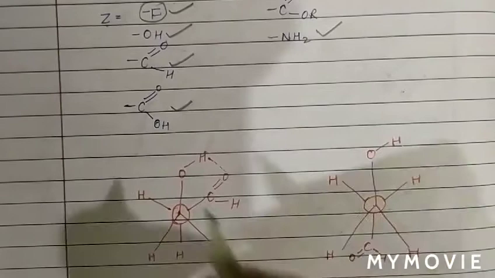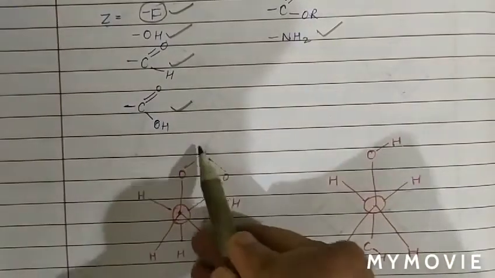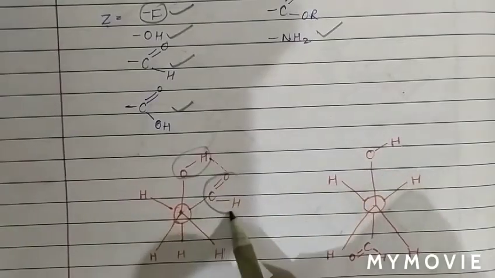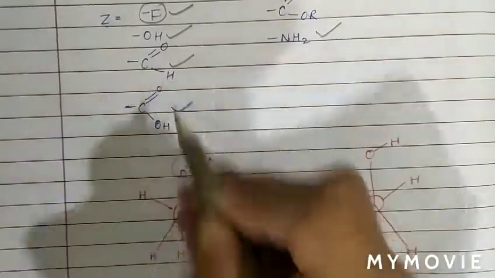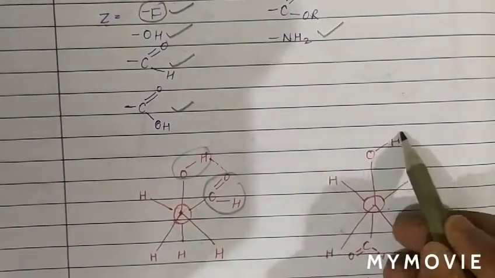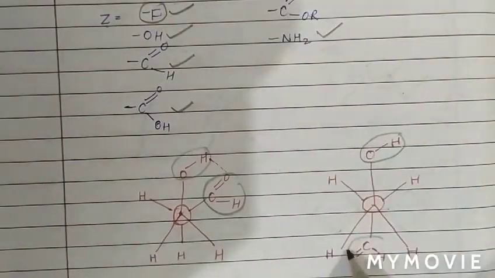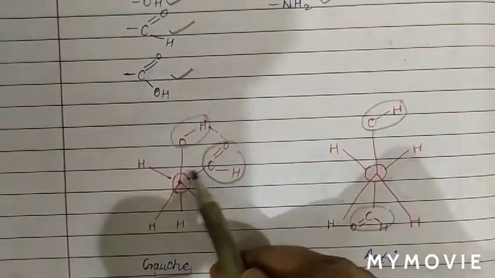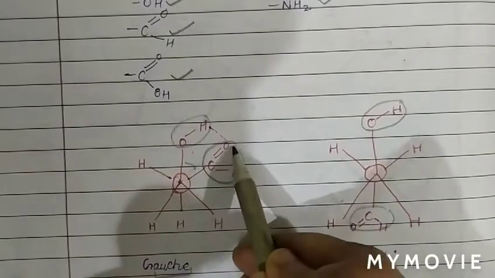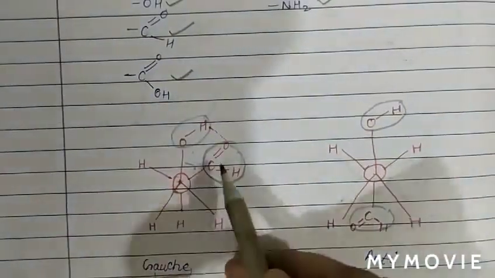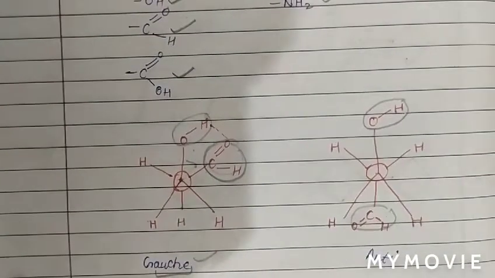We can see the example. As we can see, this is front carbon. On front carbon this is OH group, while on the rear carbon this is Z. Z is CHO. As we know, when Z is CHO, then there is formation of hydrogen bonding. This is gauche form. While in this case OH and CHO groups are at opposite positions. So we can see theta is 60 degrees. Z belongs to CHO group. So we can see there is intramolecular hydrogen bonding in gauche form, and this is anti form.